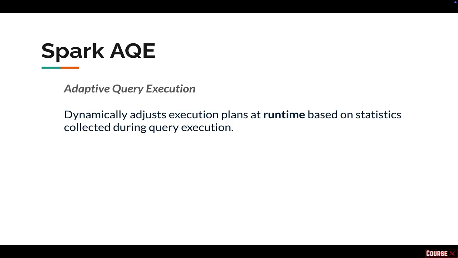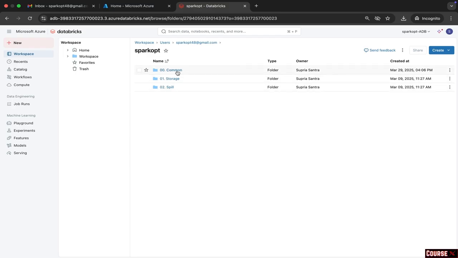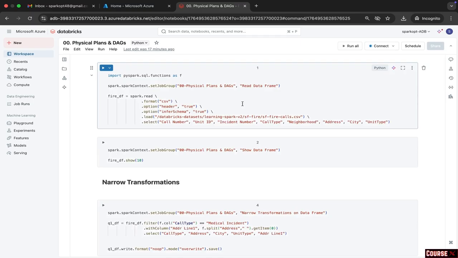So let's go to the Databricks UI and check these physical plans one by one for some sample frequently used operations, the common physical plans. So let me connect with my cluster.